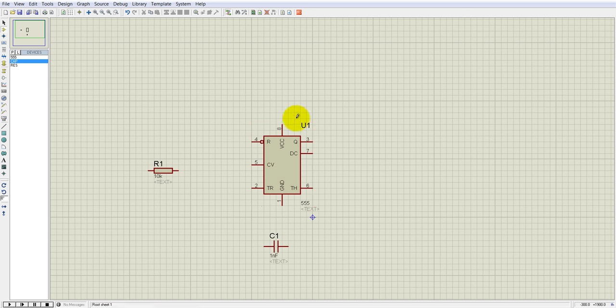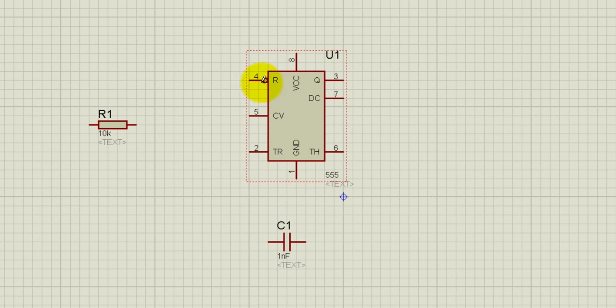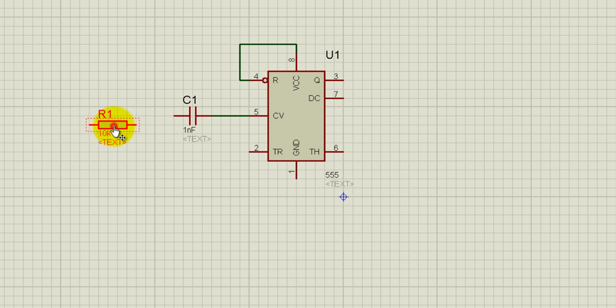Now what we need to do here, we must short pins 4 and 8 together if we are making astable mode. Pins 4 and 8 must be shorted together, and connected with the plus 5 volt, and there must be a capacitor between pin 5 and ground. So this is 5. Connect this terminal with the 5, and a resistor in between 7 and 6.